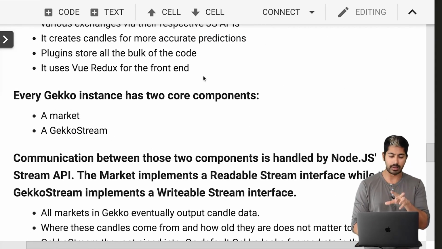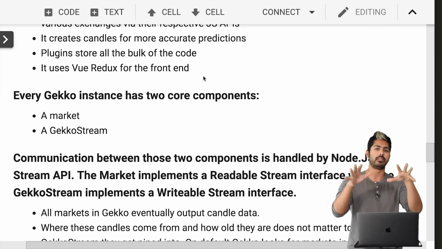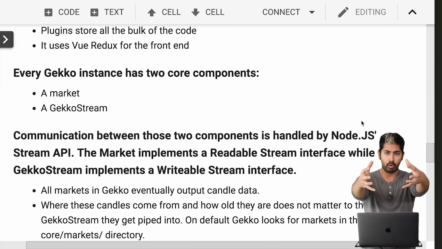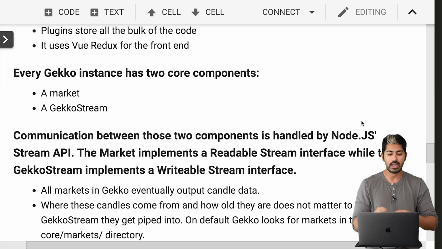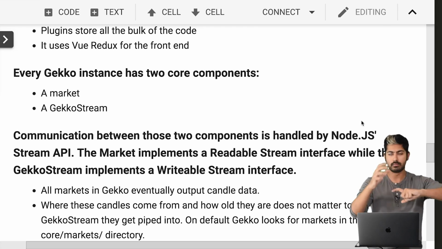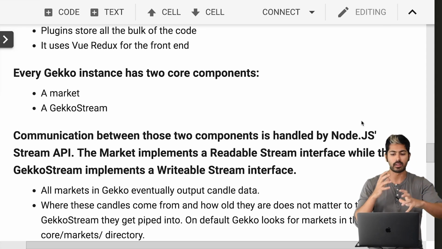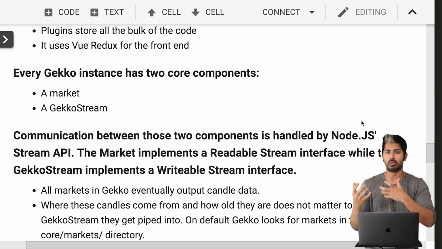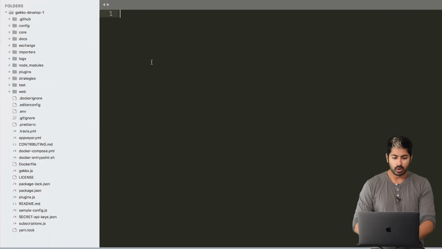There are two basic concepts in this code base. There's the market and then there's the Gecko stream. The market basically pulls data from whatever market we want, and then the Gecko stream will execute whatever trade we want based on that market, based on a number of plugins, and plugins can do any number of things. So let's go through this.